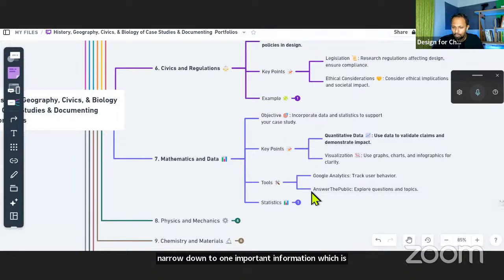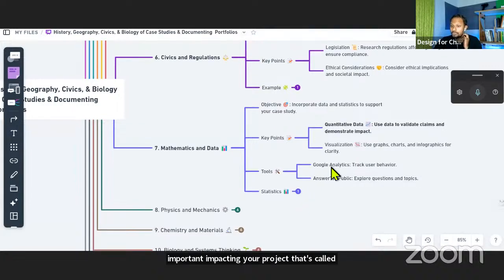You can use a lot of important websites, guys. You can use Google Analytics. This is a very interesting thing. You can track the users' behavior also. You can go to ChatGPT. You can go to a particular website.